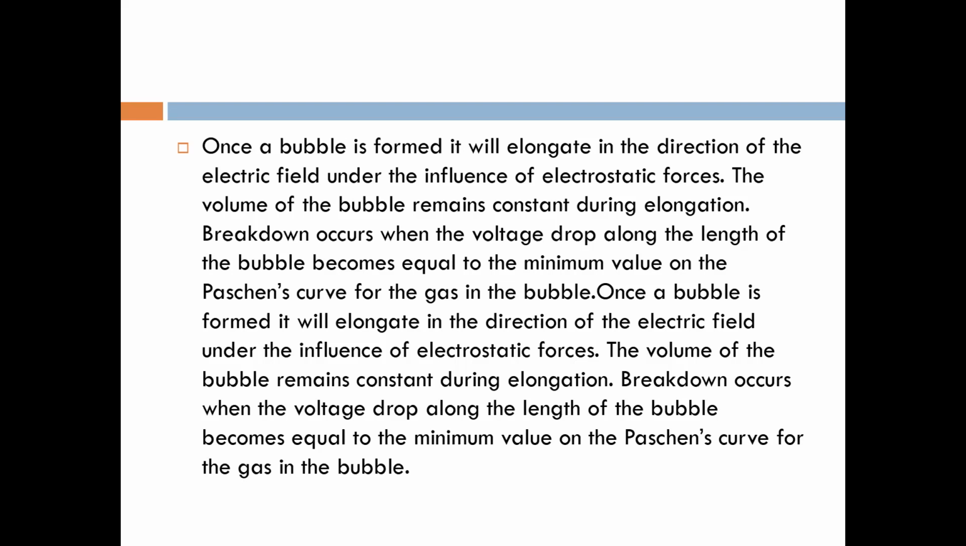Breakdown occurs when the voltage drop across the length of the bubble becomes equal to the minimum value of Paschen's curve for the gas in the bubble. It will happen only when the voltage drop across the length of the bubble becomes equal to the minimum value of Paschen's curve for the gas in the bubble. Once the bubble is formed, it will elongate in the direction of the electric field under the influence of electrostatic forces. The first sentence is the same one.